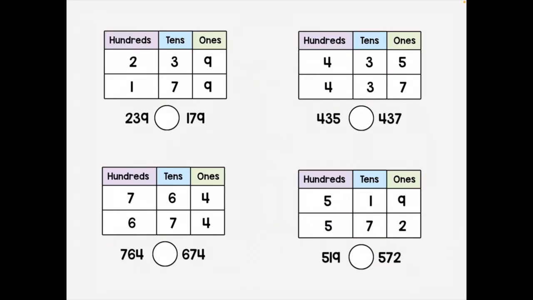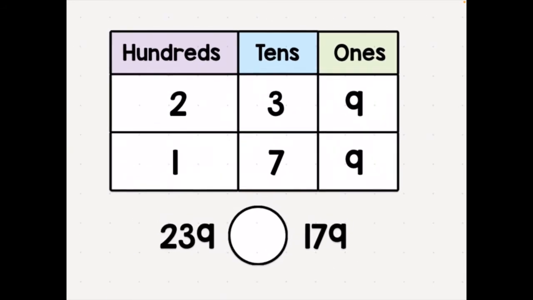Okay, here we are comparing numbers, and I couldn't be any more excited for this because I love comparing numbers. I think it's super fun and super easy to do once you know how. So let's just get into it. We have the number 239 right here and 179. And what I've done is I've put them in a chart here that shows hundreds, tens, and ones, so you guys can see right up close what I'm looking at when I compare numbers.